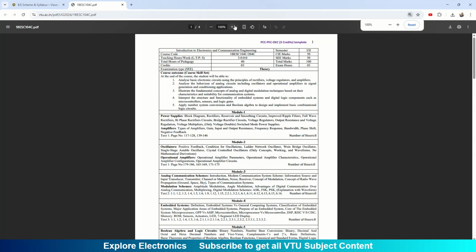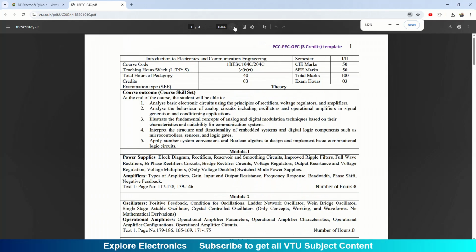So if you look at the syllabus here, this is the PDF copy of the syllabus, and anyone can download it from this website. The name of the subject is Introduction to Electronics and Communication Engineering. The subject code 1BESC104C is for the first semester. If you have this subject in the first semester, you will have 104C. If you are studying this subject in the second semester, you will have 204C.